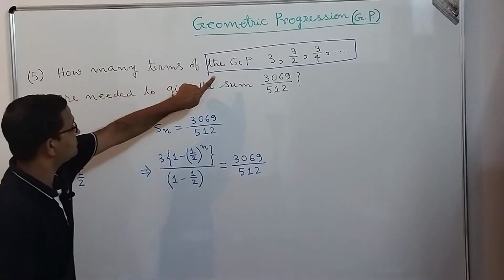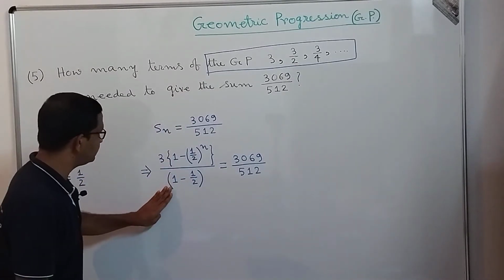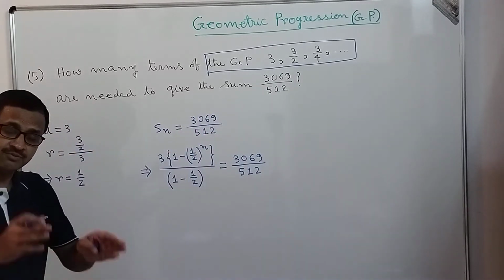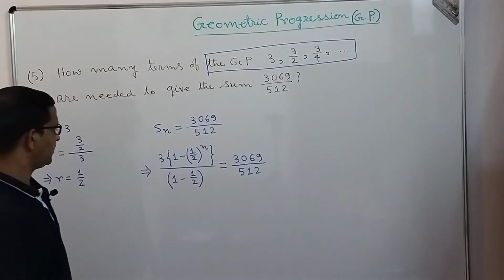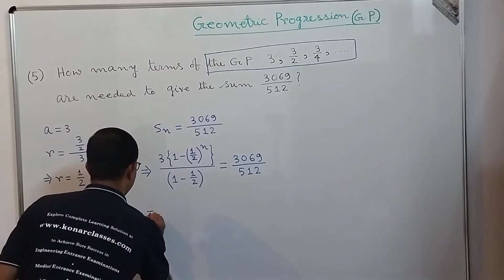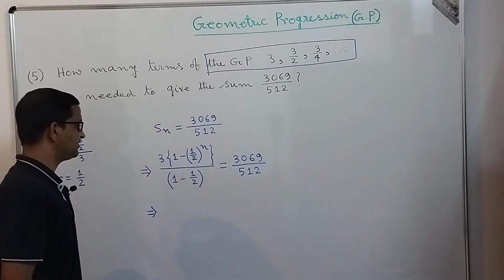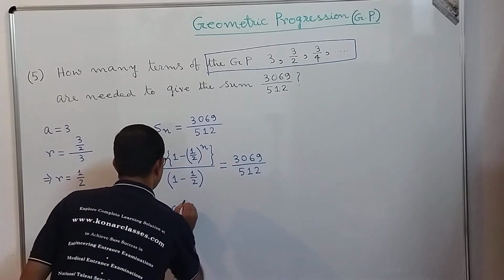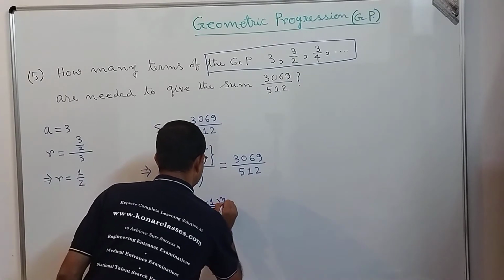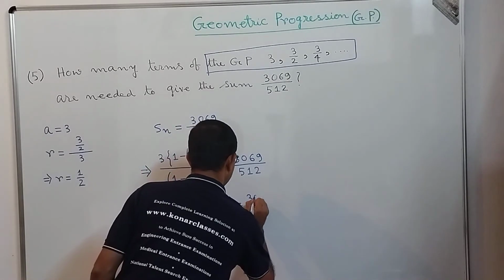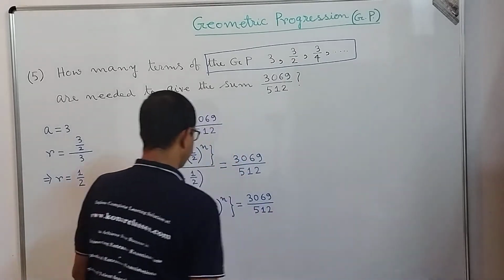Dear students, please concentrate on how I derive this equation. According to the question, how many terms of the GP are needed? So let's assume n terms are needed so that the sum of those n terms is equal to 3069 by 512. From that statement we derive this equation. From here all we need to find is the value of n. So this implies 6 into 1 minus 1 by 2 to the power n is equal to 3069 divided by 512, correct?